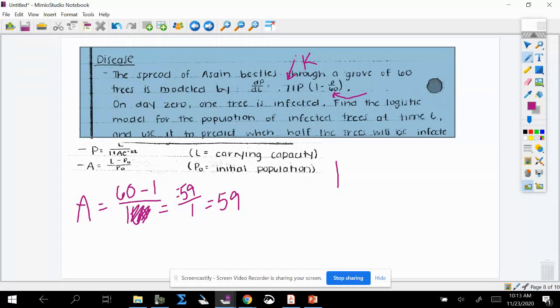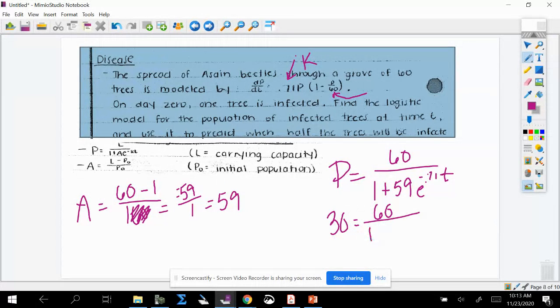So then we're going to put that into our P equation. So our carrying capacity again is 60, so that's your L. You're going to have 1 plus 59 e to the negative, we have our K value, 0.71t. And we're going to use this to figure out when my population will get to the point that 30 of the trees are infected. So we're going to set that equal to 30 and solve for t.